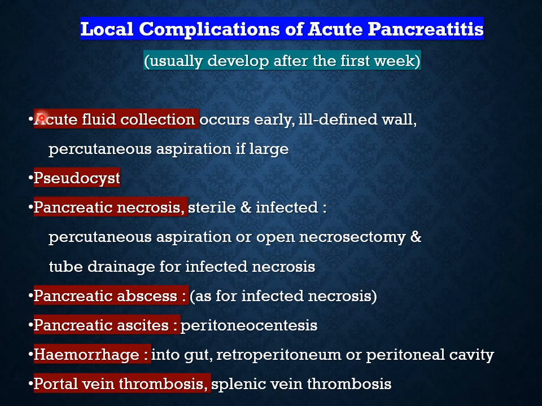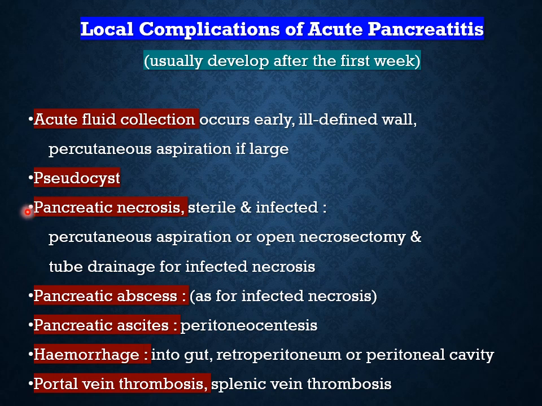Local complications are more common than systemic complications. They usually develop after the first week. These usually include acute fluid collection, which occurs early and has no defined wall, around the pancreas. Later it can form a pseudocyst of the pancreas, which is a very common complication of acute pancreatitis.